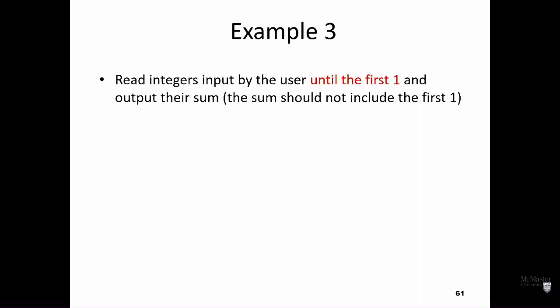Good? Now it's different. Previously we had 10 iterations, so we did a for loop. Now we don't have a specific number of iterations, but again we will keep reading inputs from the user. So we need a loop, but it's not a for loop. Now we're going to use the while loop. Why? Because we have a condition rather than a specific number of iterations. Good?